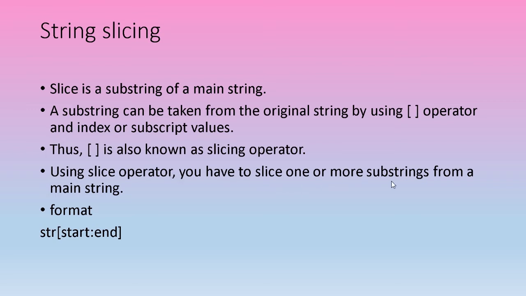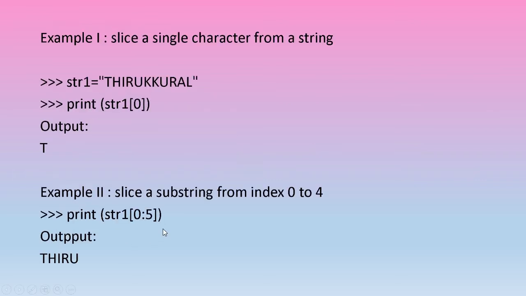Using the slicing operator, we can slice one or more substrings from a main string. What is the syntax of writing this? Write str, the string, and then within the square bracket we mention the starting index, put a colon, and then the ending index. The starting character index is where we start, and the ending character index is where we stop. The substring will be obtained by using this format.